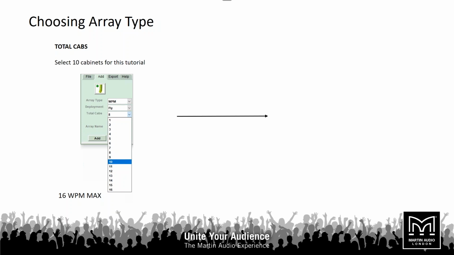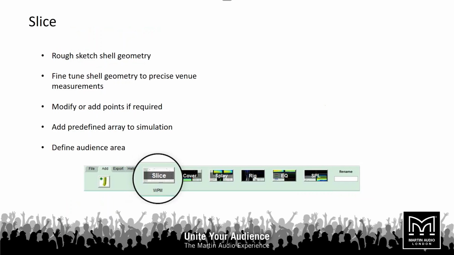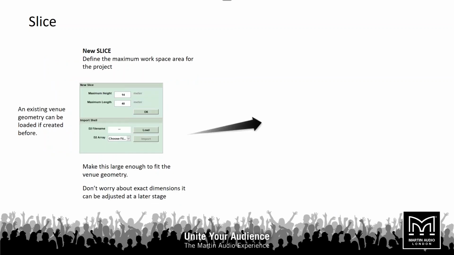We're going to look at flying 10 cabinets. We'll just give it an array name, WPM, and then we click the Add button. Then we can move on to our slice. What we get from our slice is we draw a rough shell geometry, fine-tune the geometry to precise venue measurements, modify or add points if required, add a predefined array to the simulation, in this case 10 WPM flown, and define the audience area.